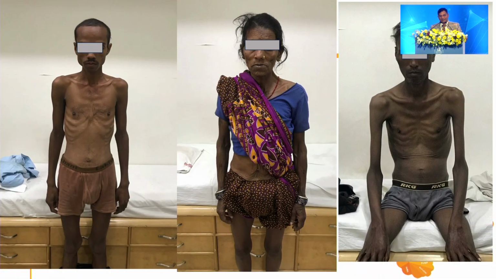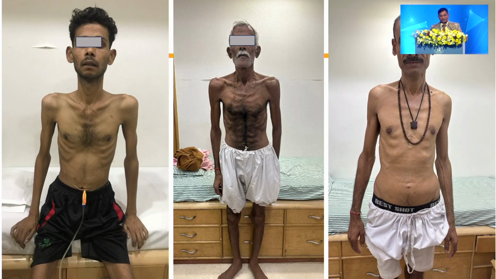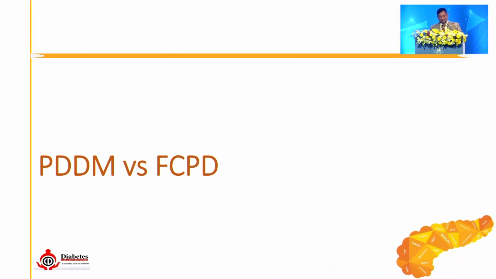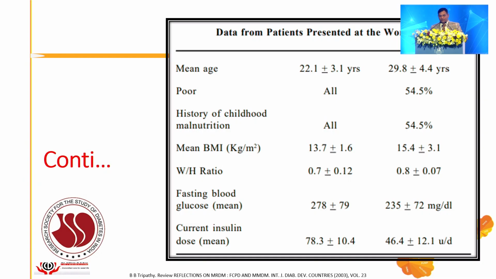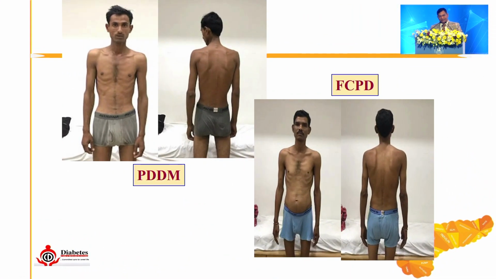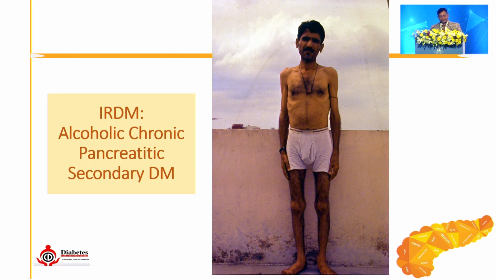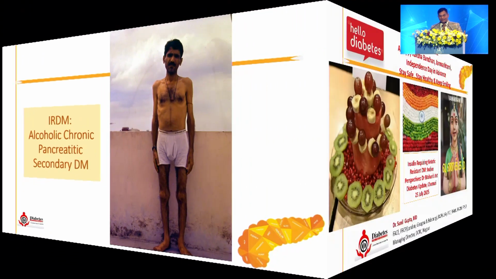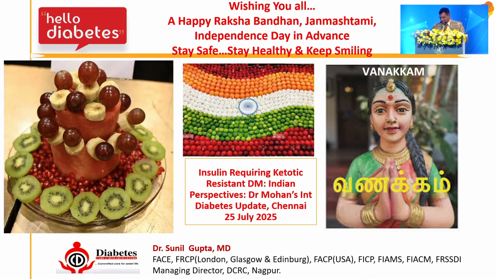These are some pictures of those with PDDM, protein deficiency diabetes mellitus. If you see the BMI, that will be 12 and 13. The lowest BMI I have seen in our clinic is 12.1. These are again the same patients of different ages. Some of them are even older. FCPD, I'm not going to go into a comparison of both of them, but a little central obesity has been observed in this case. This is an alcoholic chronic pancreatitis secondary case. So with this I stop here.